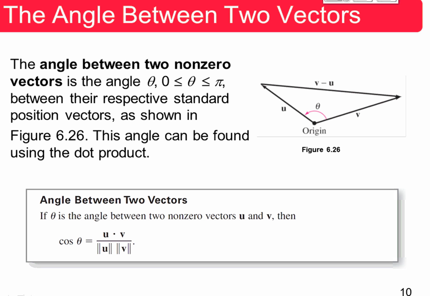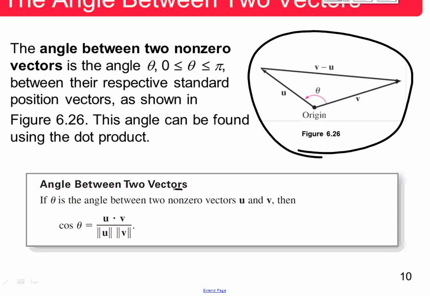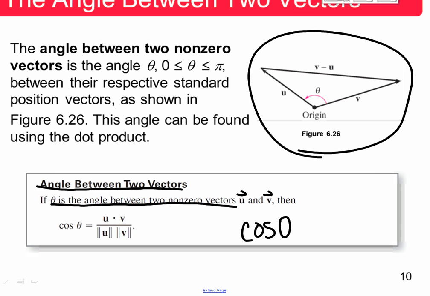And this is what you need to write down. If you have two vectors, you might want to sketch a picture like this. You've got vector u and vector v, and you need to find the angle between those two vectors. If theta is the angle between the two non-zero vectors, vector u and vector v, then the cosine of theta is u dot v divided by the magnitude of u times the magnitude of v.